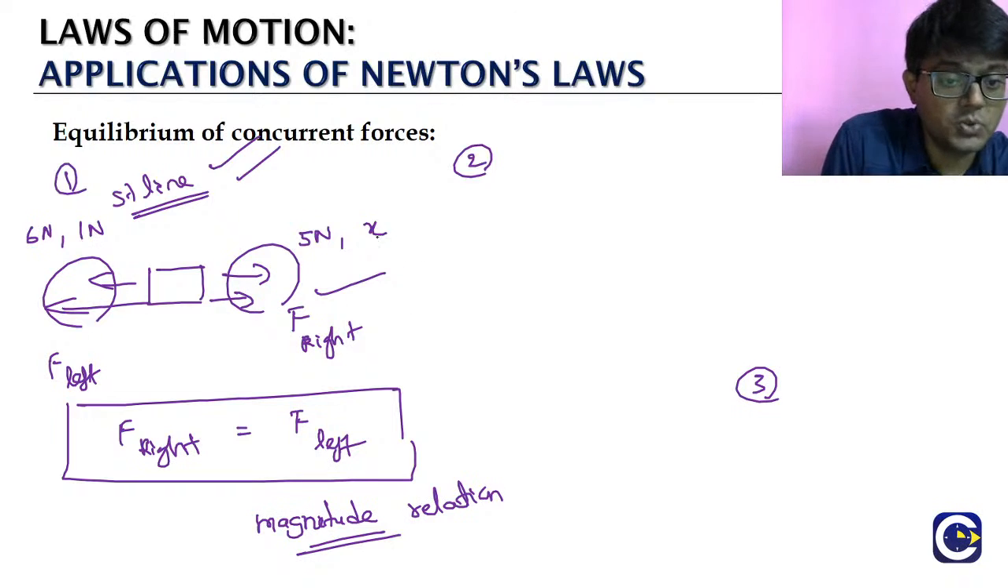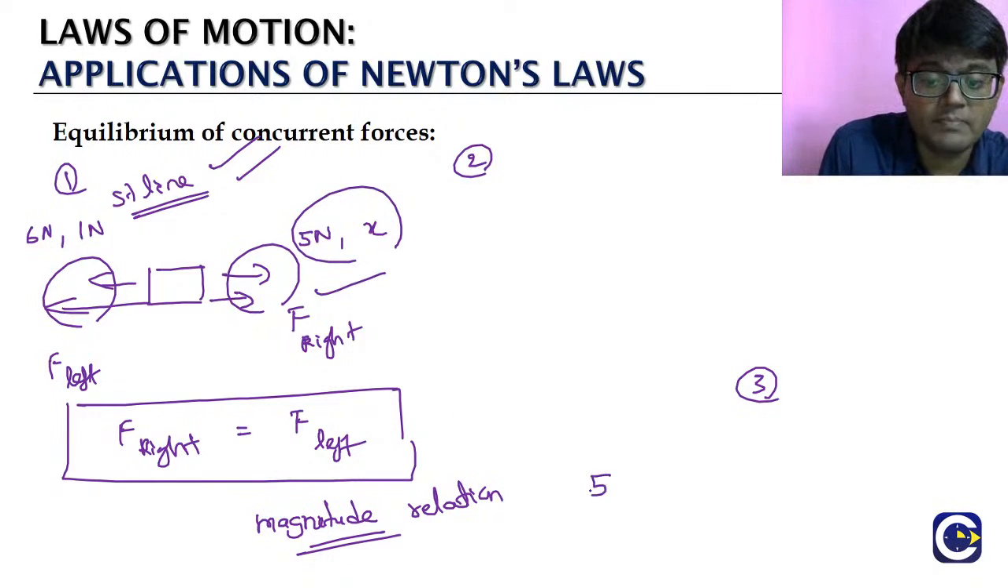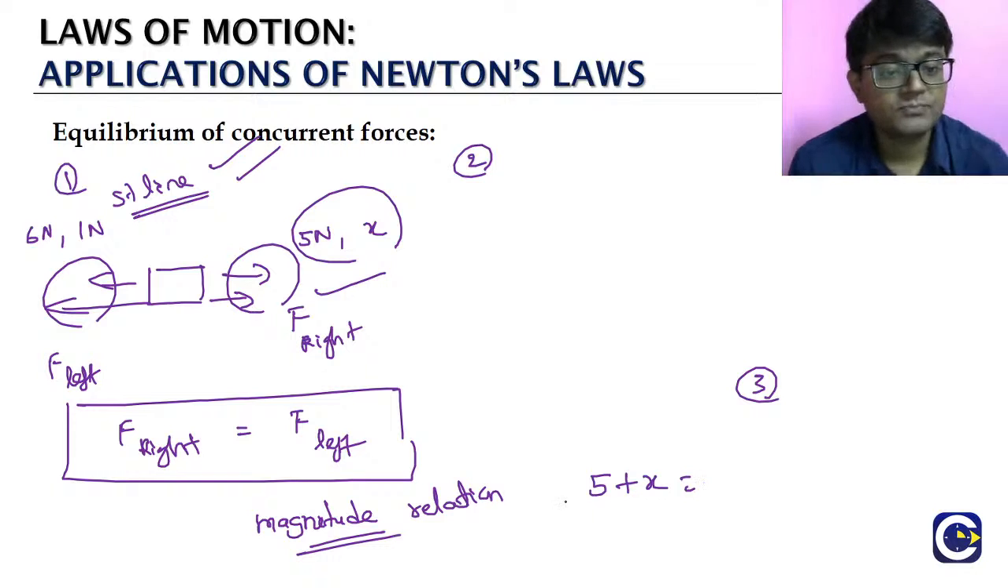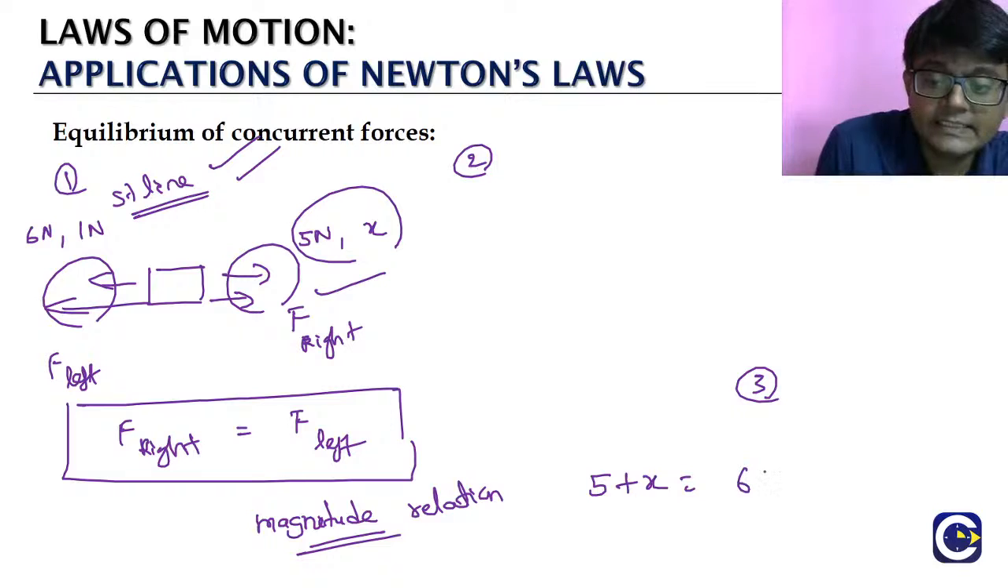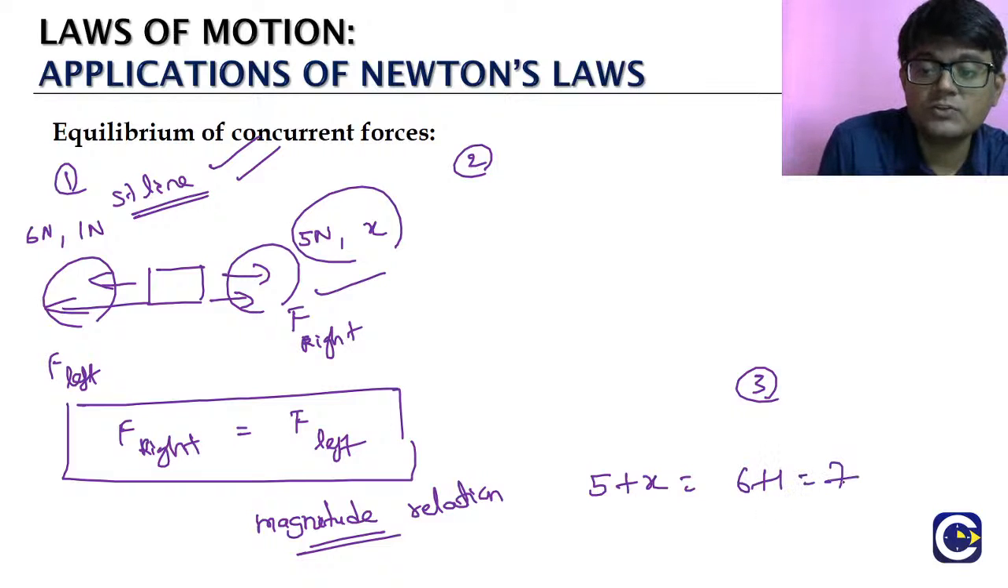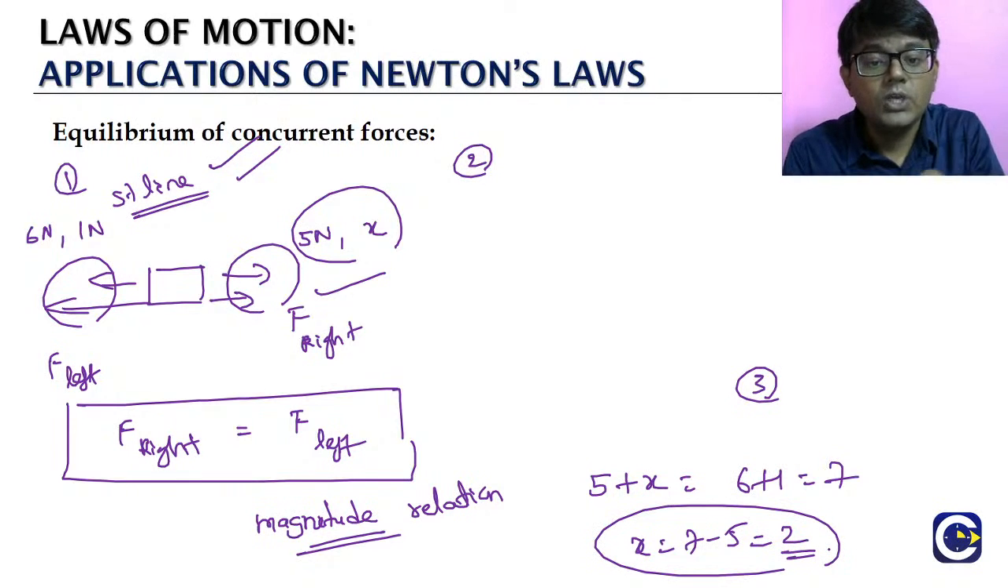So what are we going to do? Total right side forces, what is the magnitude? 5 plus x. That should be equal to the total left side forces magnitude, which is 6 plus 1, which is 7. So x is equal to 7 minus 5, which is 2. Like that we will be able to use the equation.